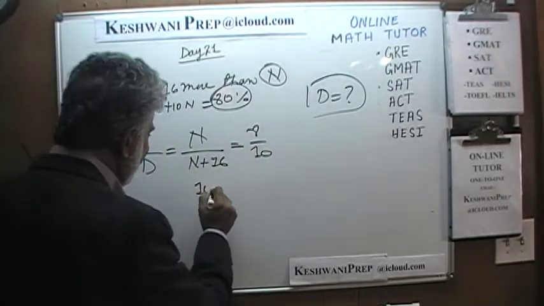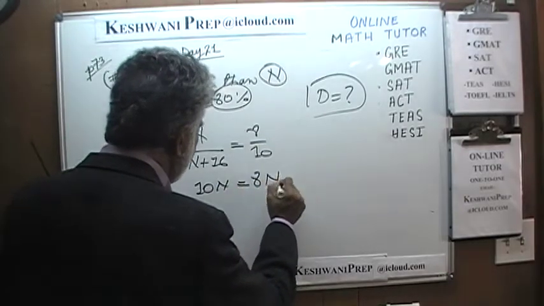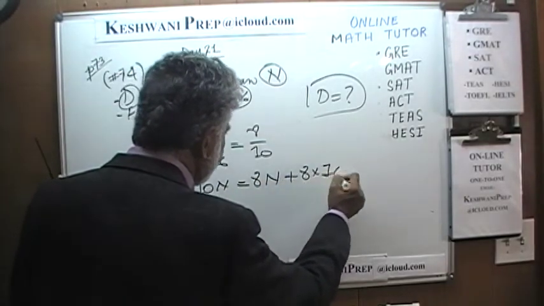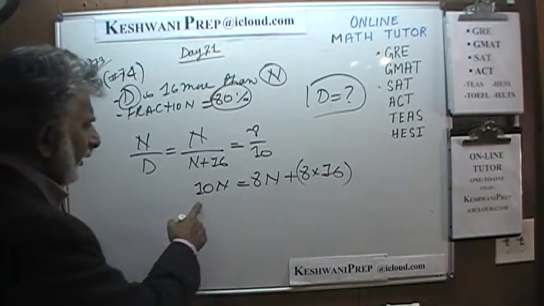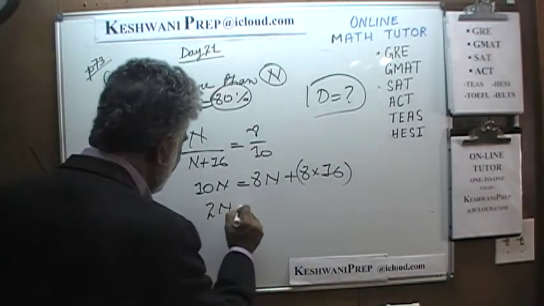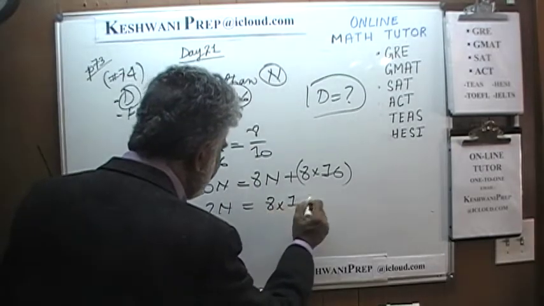So we're going to get 10 times n equals 8 times n plus 8 times 16. Just leave it like that. Don't waste your time trying to figure that out right now. It's too early for that. Let's subtract 8n from both sides. So we're going to get 2n equals 8 times 16.